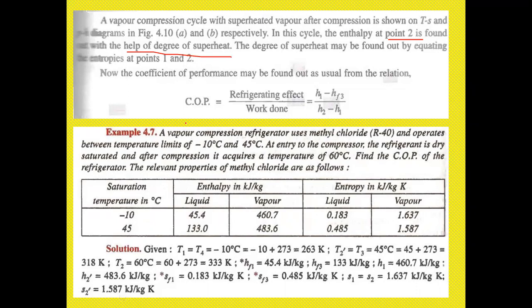Now the coefficient of performance for this is H1 minus HF3 divided by H2 minus H1. What is the refrigerating effect? H1 minus HF3, divided by H2 minus HF1. So understood. Based on this, we'll do some problems based upon the superheated temperature. A vapor compression refrigerator uses methyl chloride as operating substance.